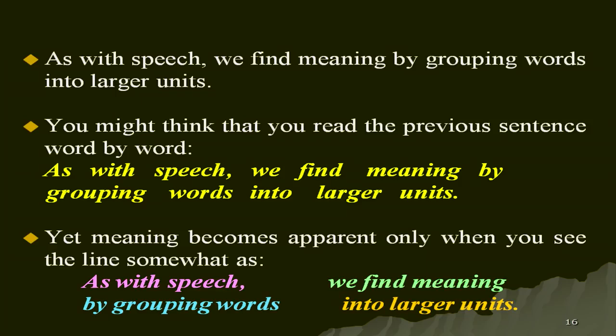Actually, you will notice that meaning becomes apparent only when you see the line somewhat as the following. If you read it like this: as with speech, we find meaning, by grouping words, into larger units. So meaning did not come from reading word by word, because we were comprehending it in terms of sense units. These 4 sense units were there, that is why we could read it faster.